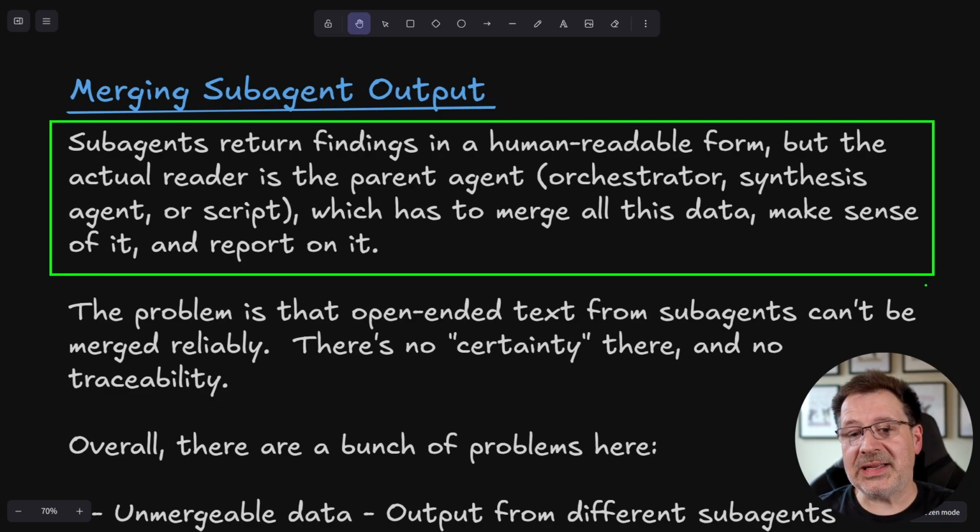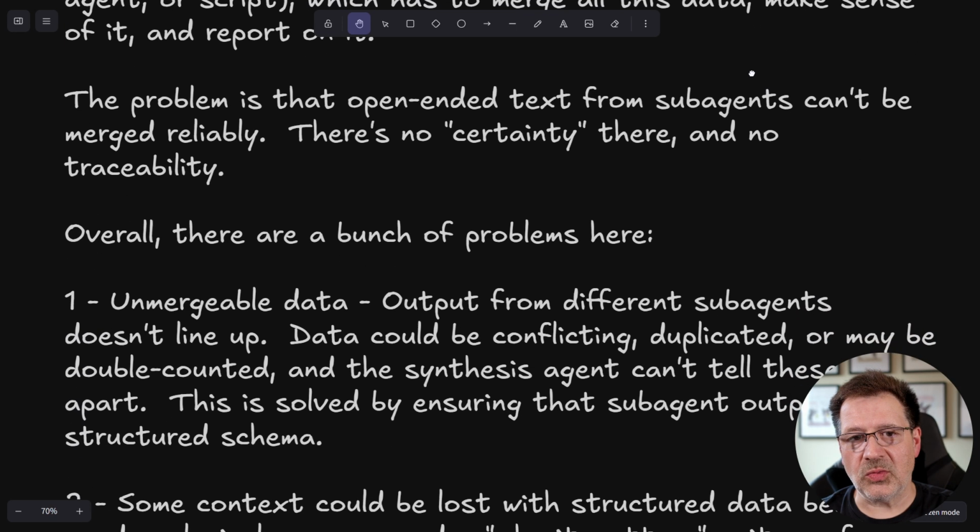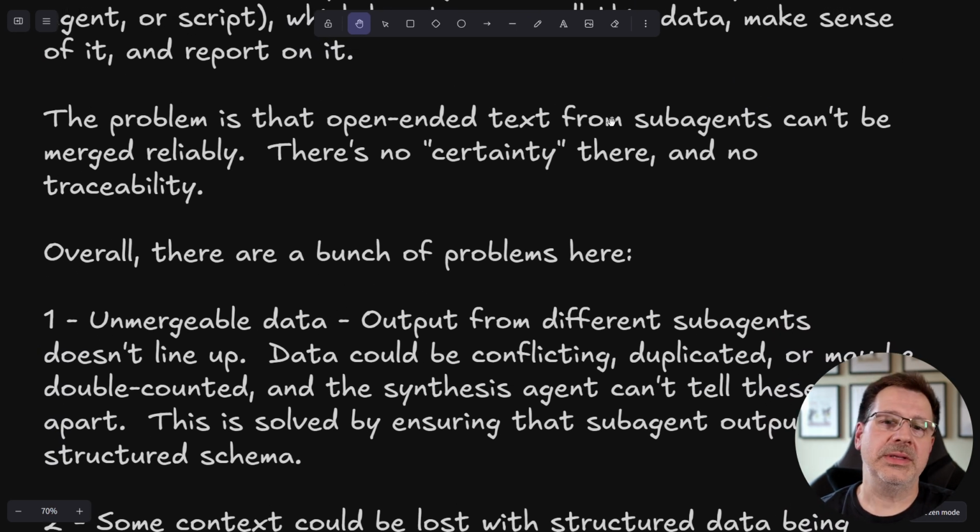However, what's reading the information that the subagents return is not an actual person, but instead either the parent agent, the orchestrator, synthesis agent, or maybe even a script. So this synthesis agent needs to be able to grab all of this data that these subagents returned, make sense of it, and potentially report on it. And this causes problems because open-ended text historically doesn't work well for these types of issues. You lose some certainty there.